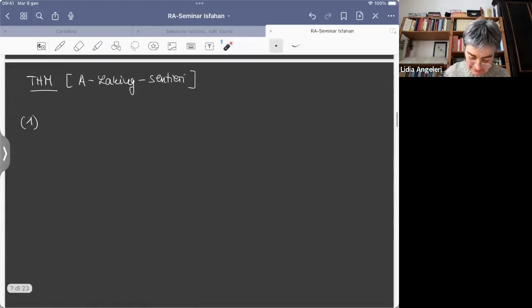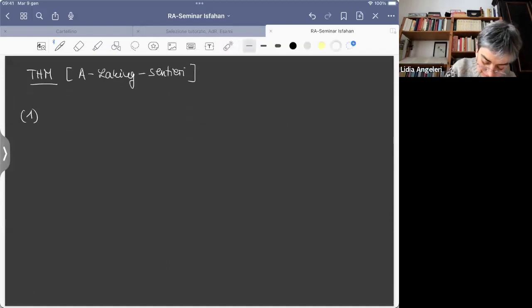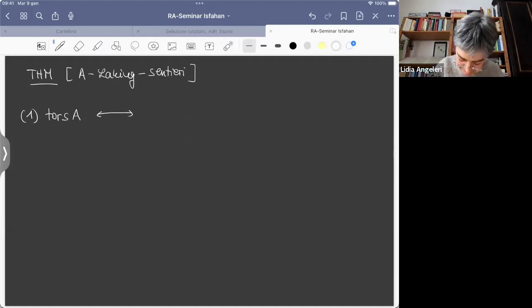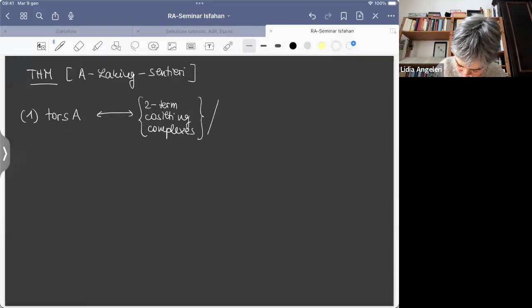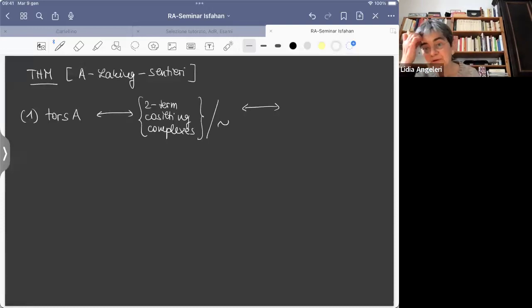First, let me state the result I want to present. It will be a bijection between all torsion classes and the equivalence classes of two-term co-silting complexes, up to an equivalence relation that I will explain. And here we will have an analog of the support tau-tilting pairs, which we call co-silting pairs.